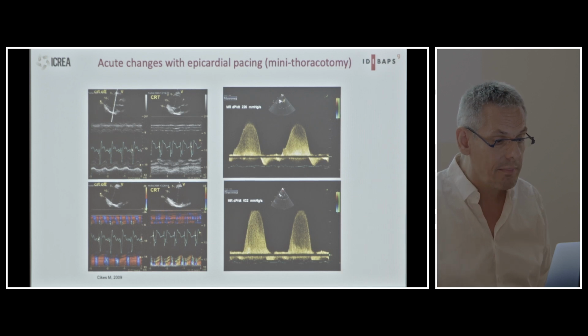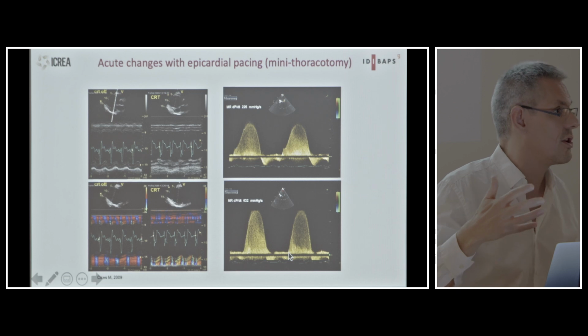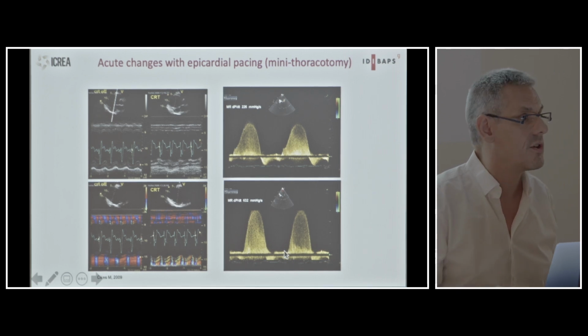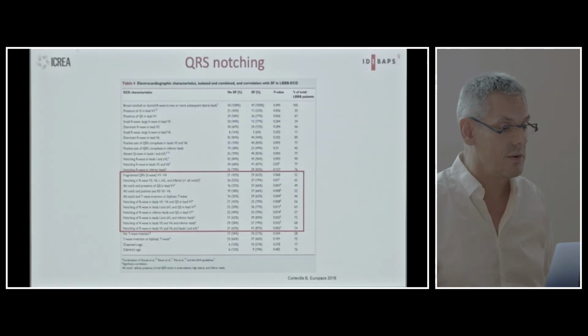And you see after pacing, obviously, in these patients which are dilated, you mostly still have some functional mitral regurgitation, especially in the beginning. But what you see is that the diastolic mitral regurgitation has gone, which means that the volume overload has dramatically reduced.